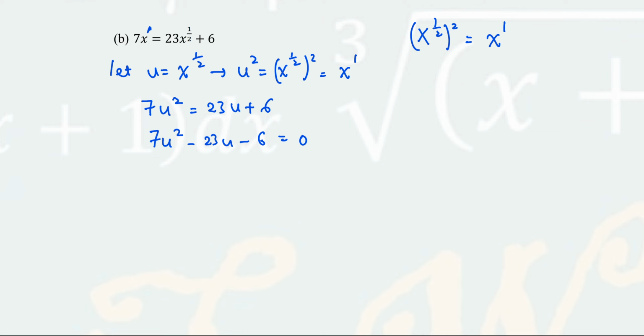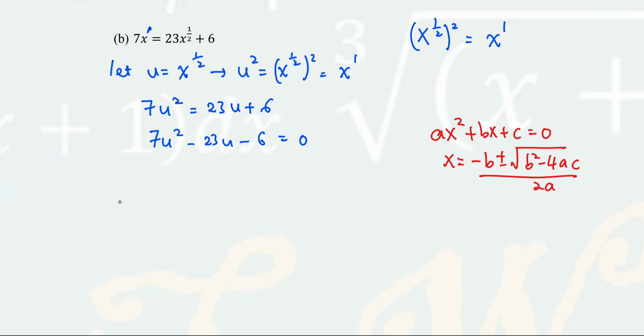So what to do is we are going to use the quadratic formula, right? So compare with the general form, which is ax squared plus bx plus c equals 0. This is a quadratic equation. And then your general formula is x equals minus b plus minus square root of b squared minus 4ac over 2a. So now here I will write down all my constants first. My a is going to be 7, b is minus 23, c is minus 6.